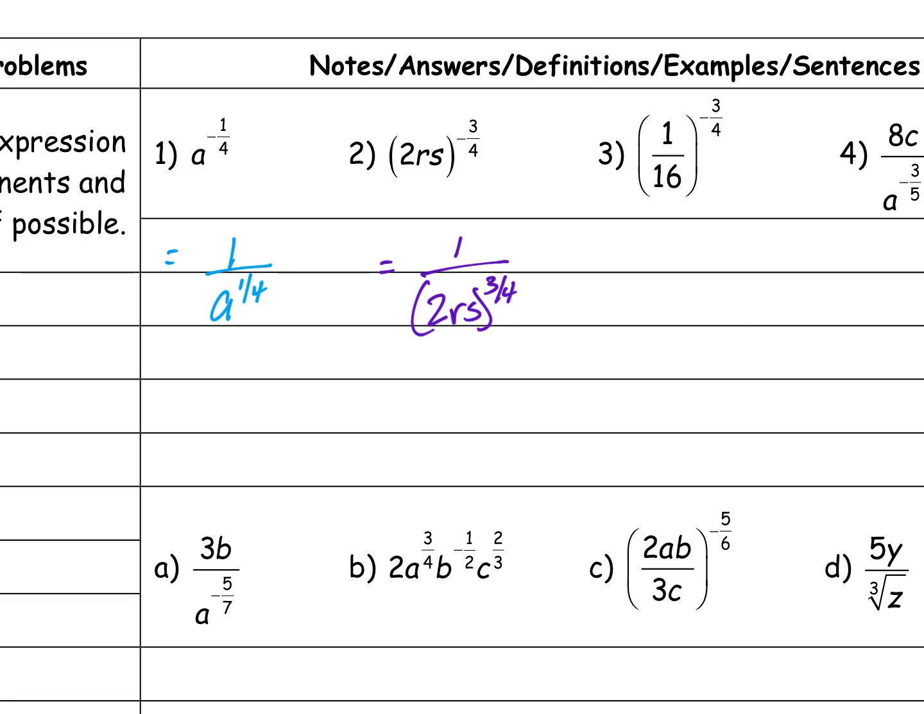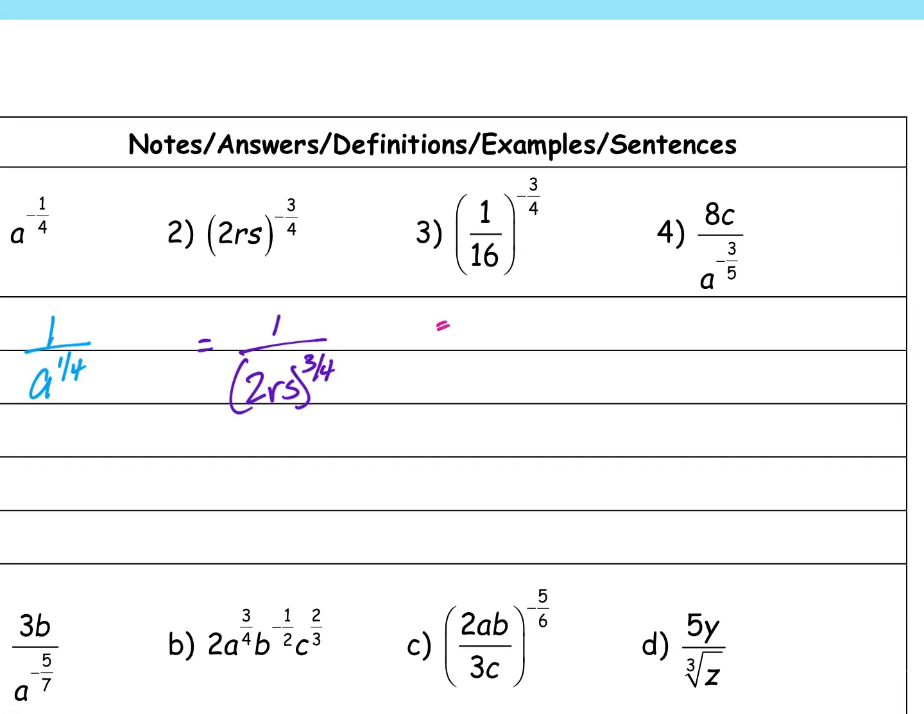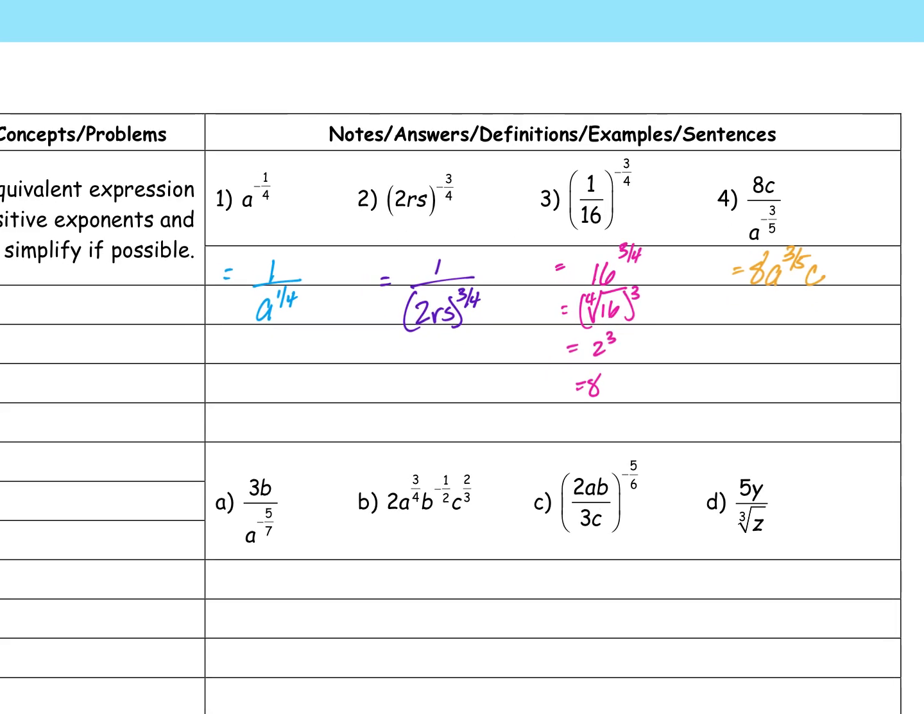16. I flip them, so this is going to become 16 to the 3/4. Now I can simplify this because this is the fourth root of 16 cubed. Well, the fourth root of 16 is 2, and then that's 2 cubed, which equals 8. Okay. And then the last one becomes 8a to the 3/5 c. We're just moving the negative exponents. Okay, your turn to do those.